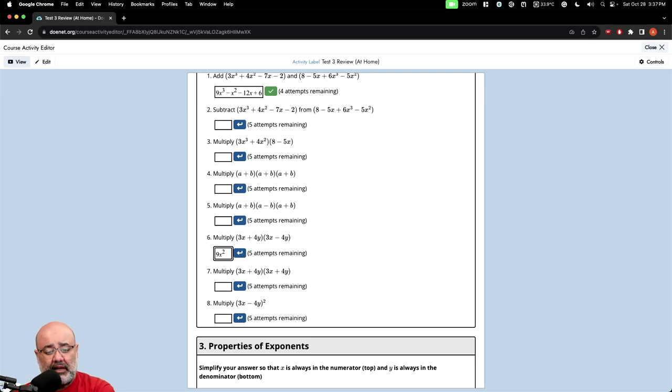And in case you're wondering how I got there, 3x times 3x is 9x squared, minus. And then you square the 4y. So 4y times 4y would give us 16y to the second power.